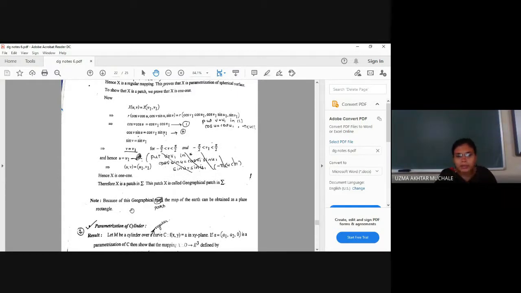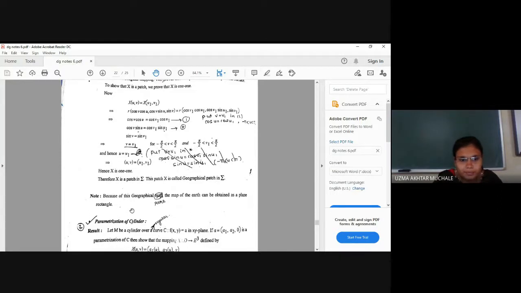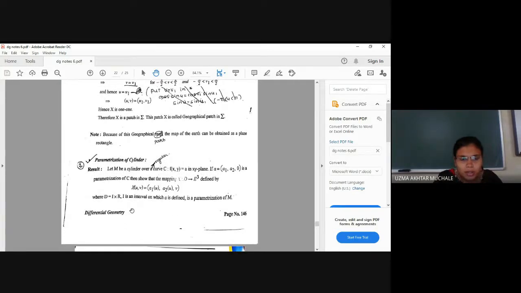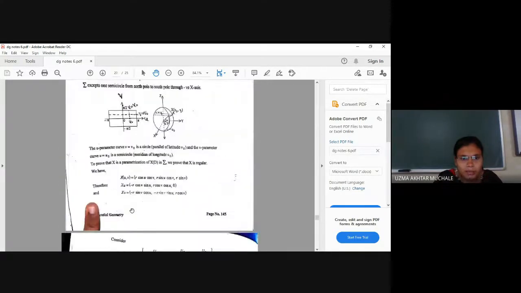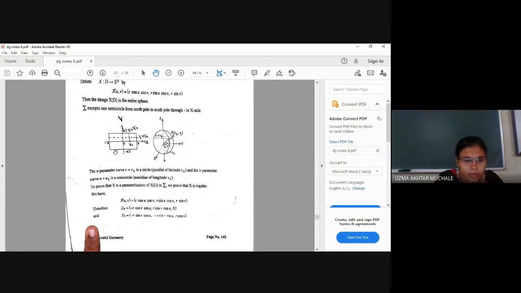Why is it called a geographical patch? You can remember we have one chart in the geography lecture in which the whole world map was covered, and you have one globe. I hope you remember, you have seen it at least somewhere on the table of an officer. That's why it is called a geographical patch. Geographical patch means that the u and v parameter curves will be converted into half circles, and with the help of that we are getting this.